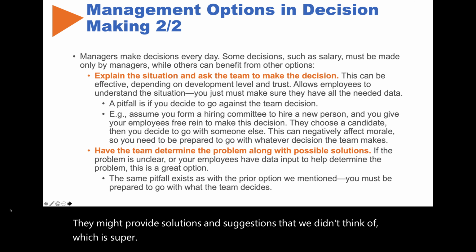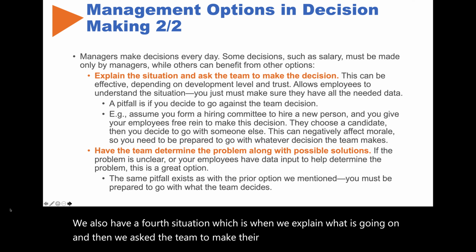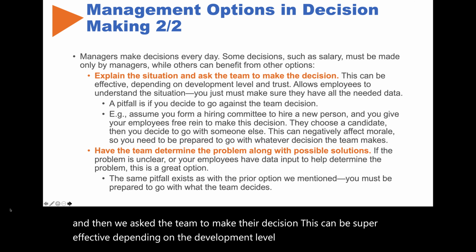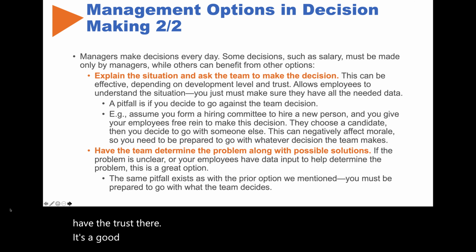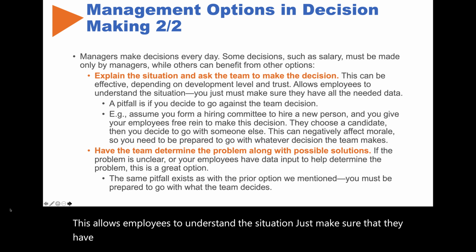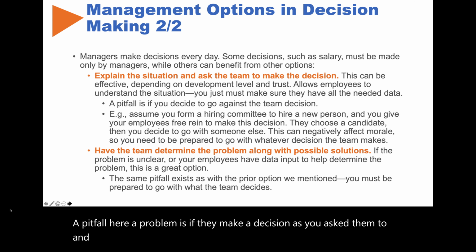We also have a fourth situation, which is when we explain what is going on and then we ask the team to make the decision. This can be super effective depending on the development level and trust level. So if we have the trust there, it's a good idea. This allows employees to understand the situation, just make sure that they have all the information, all the data that they need. A pitfall here, a problem, is if they make a decision as you ask them to, and then you choose to not follow through on it. You do something else, right?